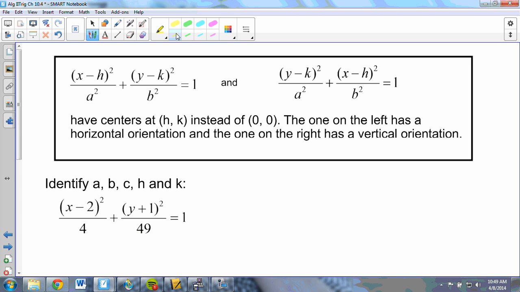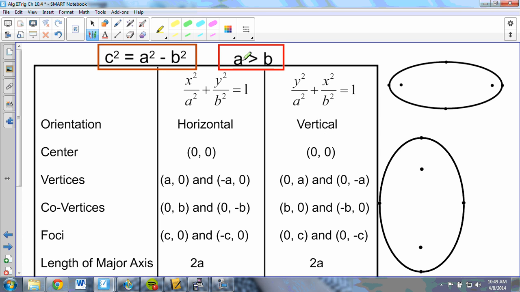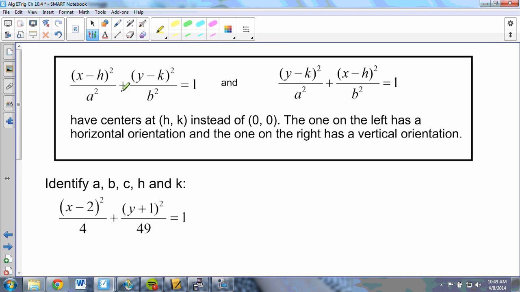Right now, the most important thing to remember about ellipses, and also hyperbolas when we get there, is that a is bigger than b. a is always going to be the bigger denominator. So right now, a squared is not this 4, even though it looks like it should be the 4. a squared is 49. We're really doing this one right here, because the a value is underneath the y.